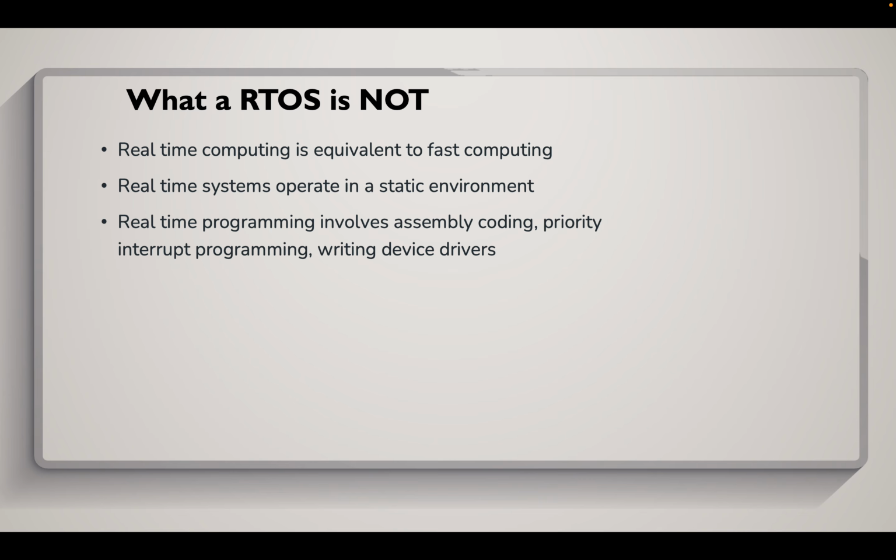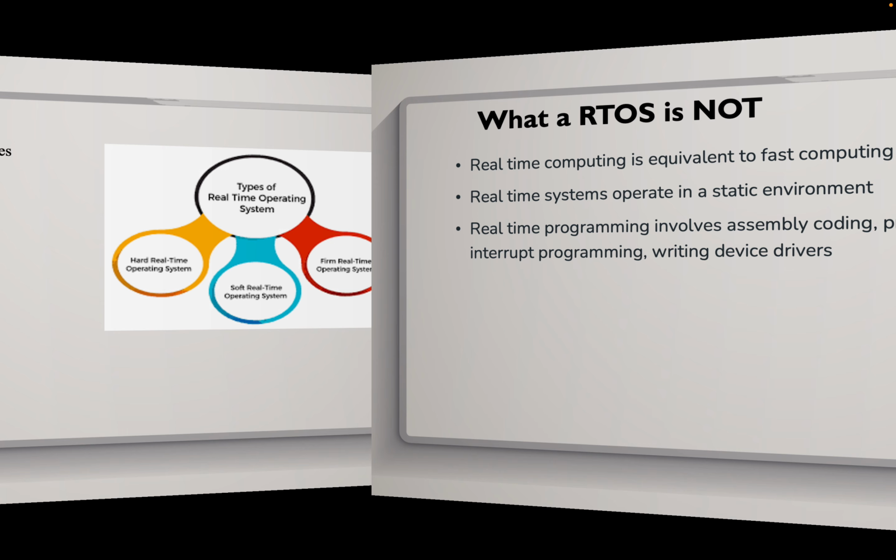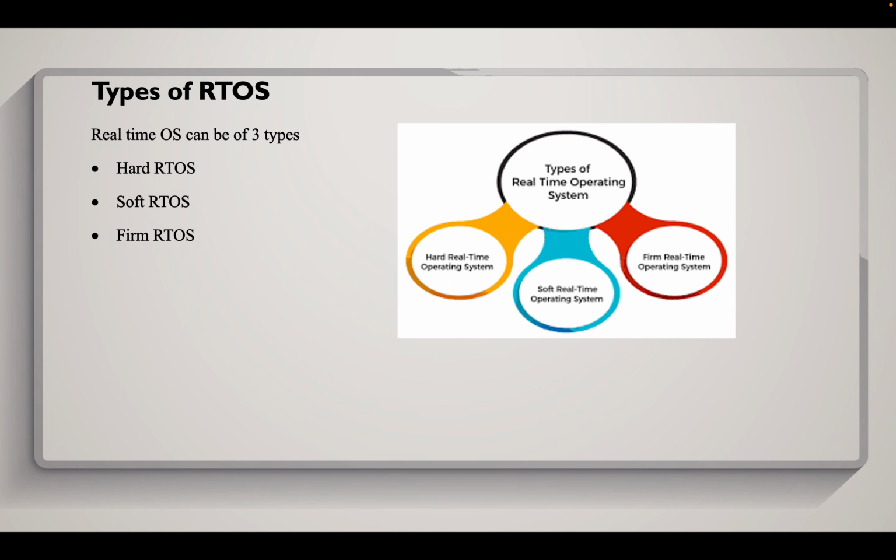What a real-time operating system is not: real-time computing is not equivalent to fast computing, and real-time systems do not operate in a static environment. Real-time programming involves assembly coding, priority, interrupt programming, and writing device drivers. There are three types of RTOS: hard RTOS, soft RTOS, and firm RTOS.